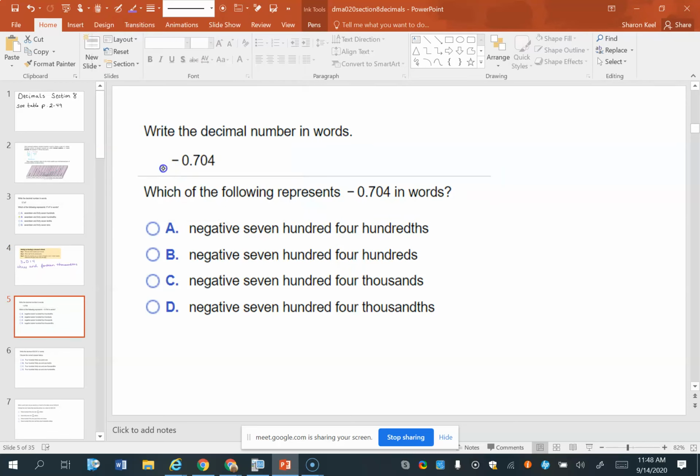Let's look at this one. Which of the following represents, we have a negative sign, a decimal, 704, okay? So we know it begins as a negative. I'm going to read this as 704. All of these read as 704. Now I need to count my place value. Tenths, hundredths, thousandths. It's going to be one of the last two. The THS, thousandths, is the one that represents what we're looking for.